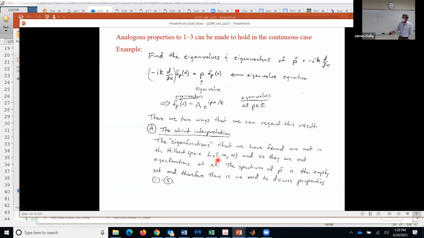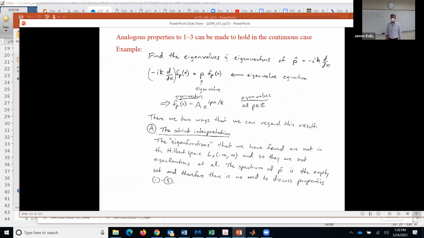I can't remember, I may be switching between different people's notation, but I should have put that as a superscript. That's the way I've been writing it before this in class, but at some points I switch to the other. If they're not in our Hilbert space, and we consider our Hilbert space to be capital L2, square integrable functions at all, then these aren't eigenfunctions. And so we could say the spectrum of the momentum operator is the empty set, because we couldn't find a single eigenvector. And so there are no corresponding eigenvalues, right? And so there's nothing to discuss with properties 1 through 3.